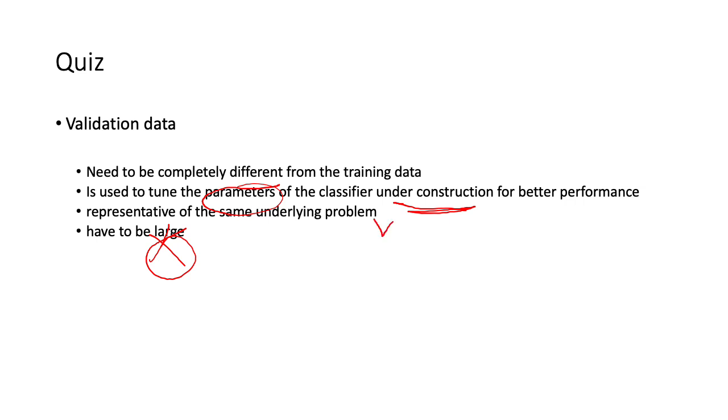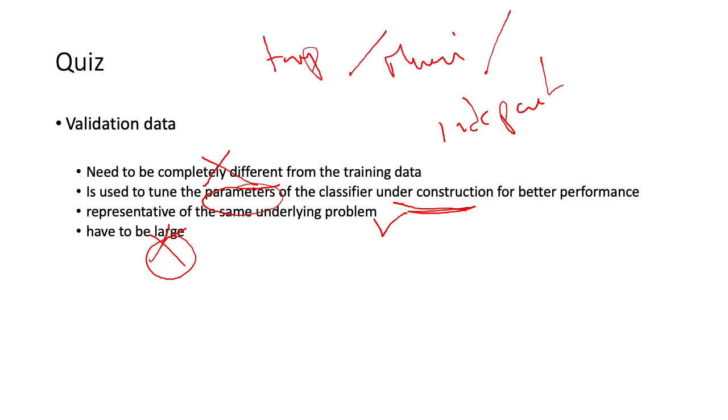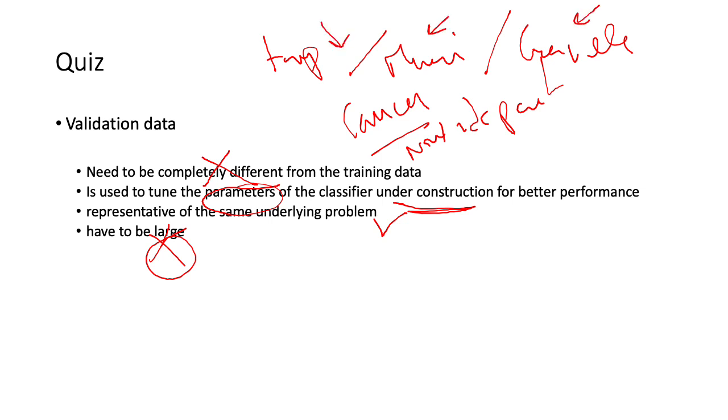It has to be representative of the same underlying problem, and it shouldn't really be completely different from the training data, okay? It has to be independent, okay? Again, you can train on patients from Tampa, validate on patients from Miami, and test on patients from Gainesville, right? So you are still talking about the same underlying problem of cancer and non-cancer, but you are using independent sets to train, validate, and test.